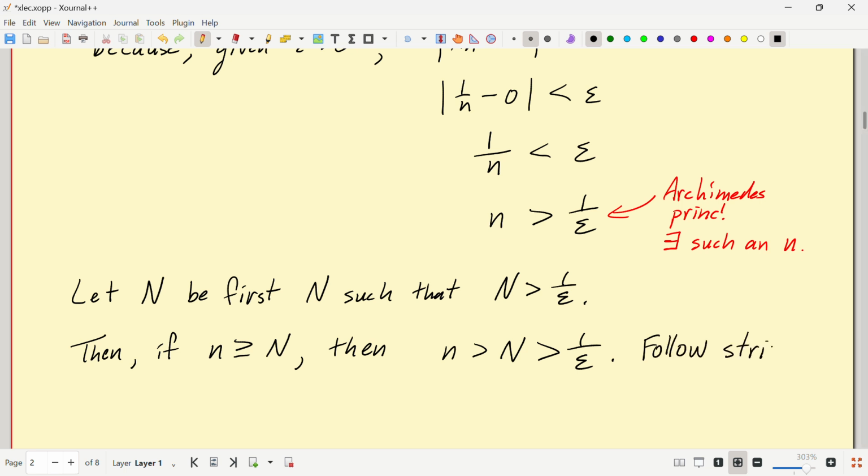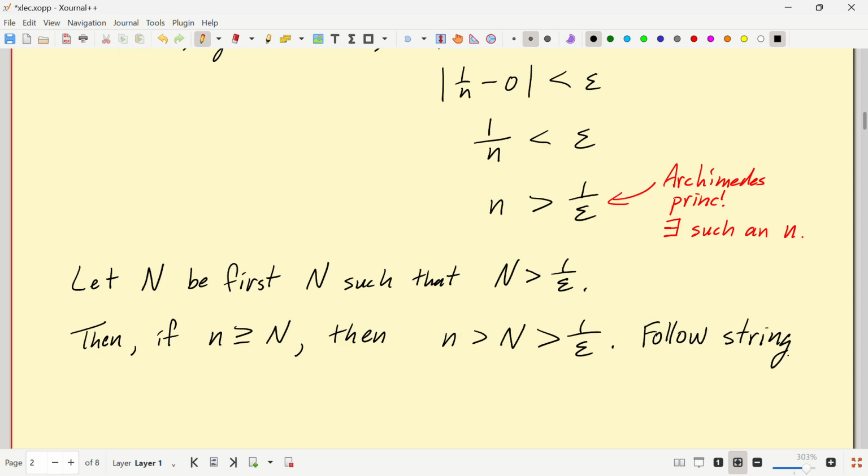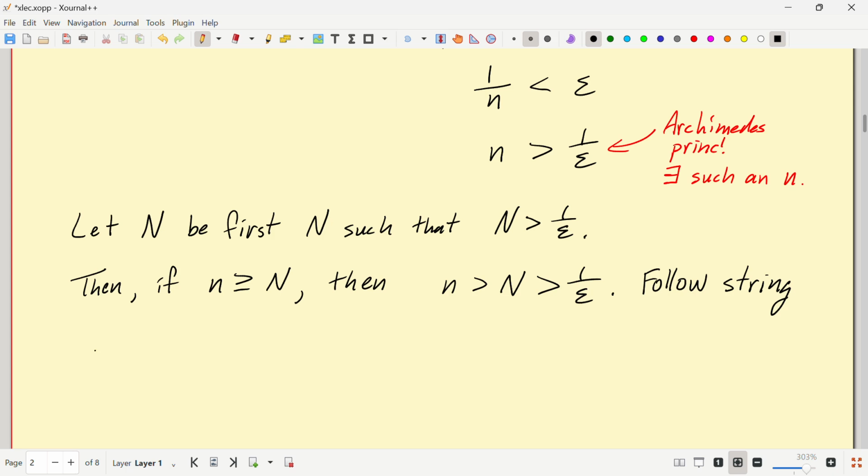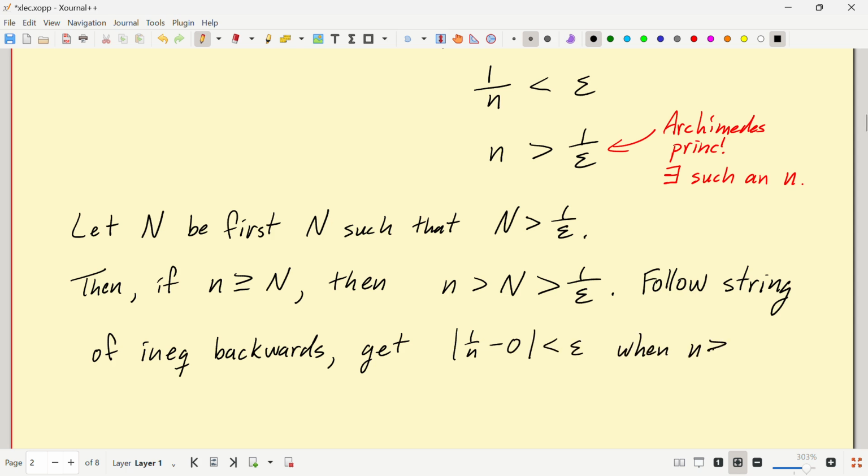I'm going to be careful the first couple times I do this, but then I'm going to get casual with this little thing because it's going to be the same every time. Follow the string of inequalities back upwards, making sure each one is true. Get that 1 over n minus 0 is less than epsilon when n is bigger than capital N. Okay, so in that form, it's not hard to see that this limit exists.